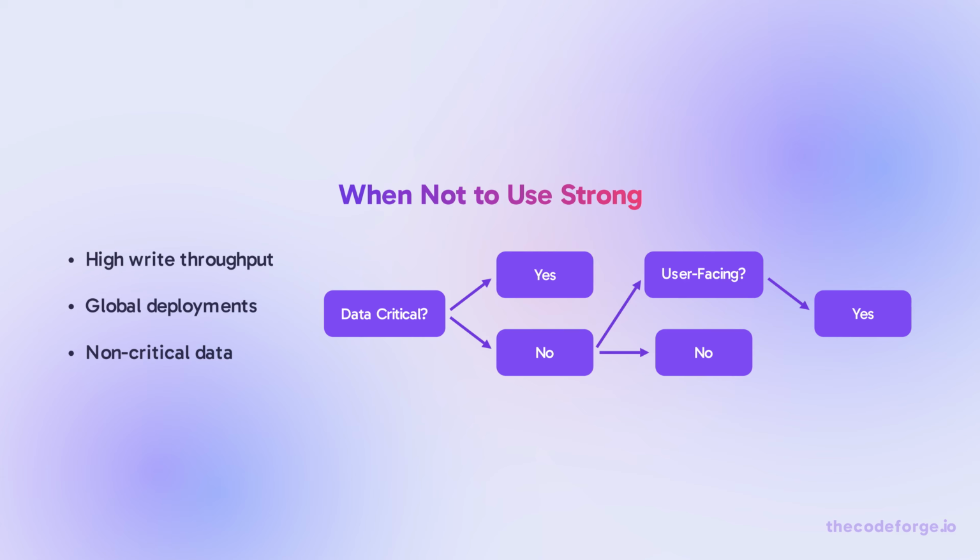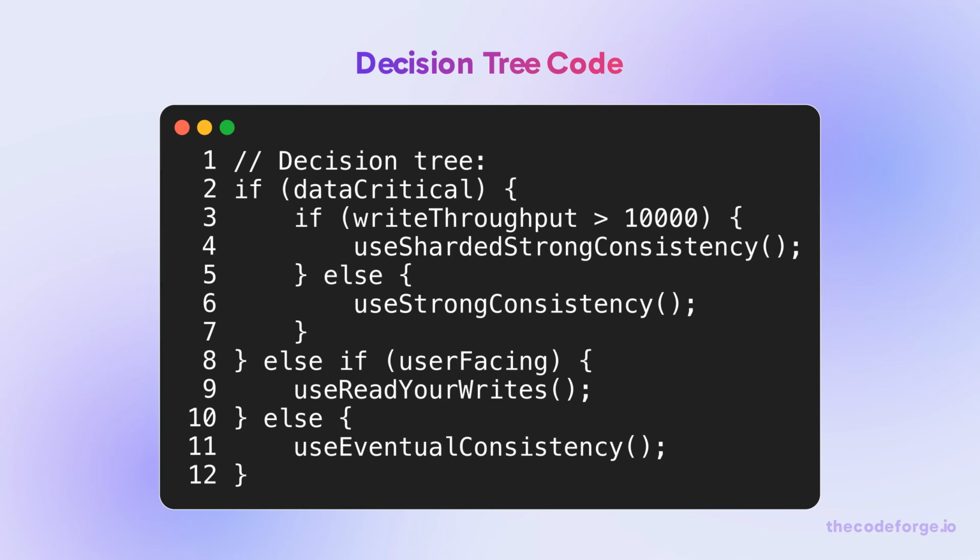Strong consistency is expensive. Use it only for critical data. For non-critical data like logs or recommendations, eventual is fine. The decision tree helps choose. This decision tree helps you choose the right model based on data criticality and throughput. Start with strong for writes and eventual for reads, then optimize.